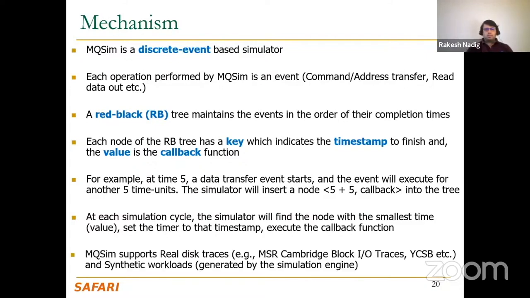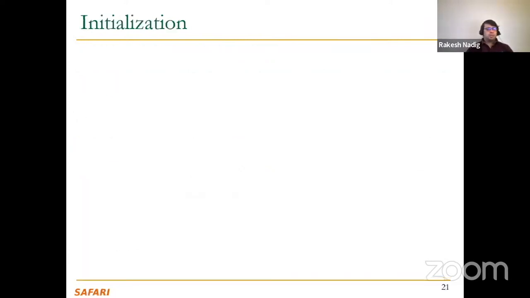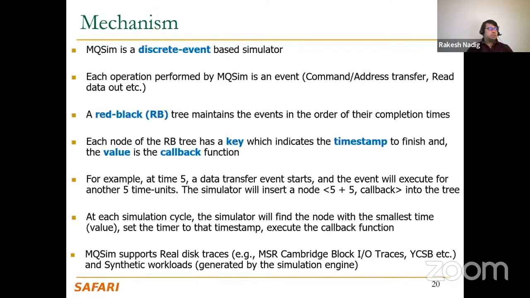So, the simulation engine works like this, and MQSim can support real disk traces from sources like MSR, Cambridge, block IO traces, or YCSB, and also it can generate its own traces, which are called synthetic workloads. So this is the basic mechanism of the simulation engine.